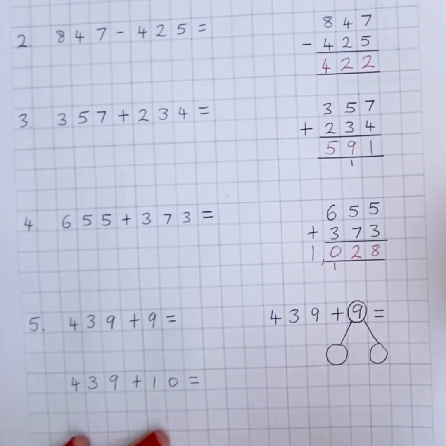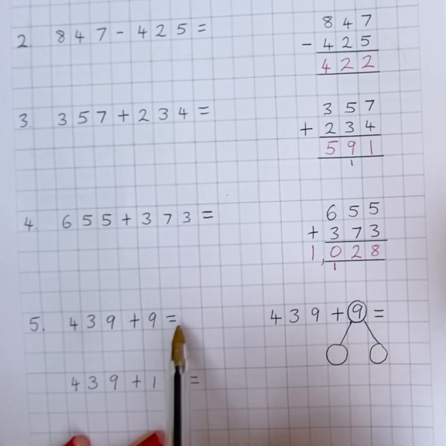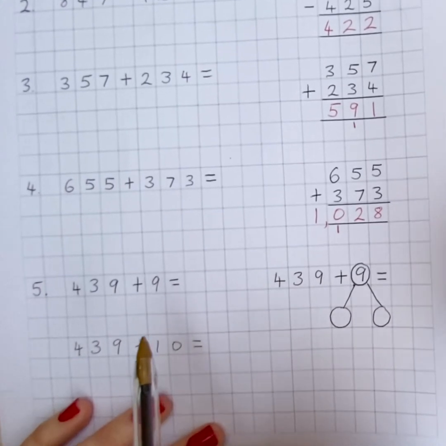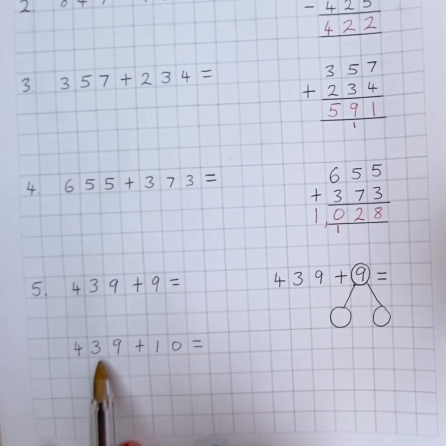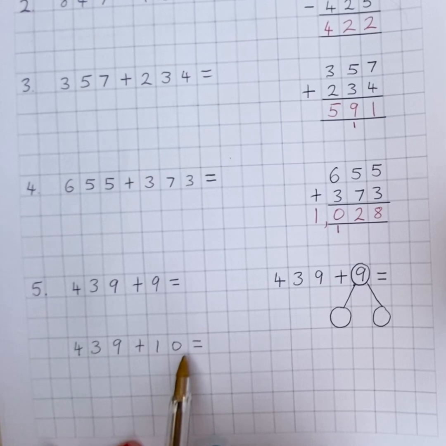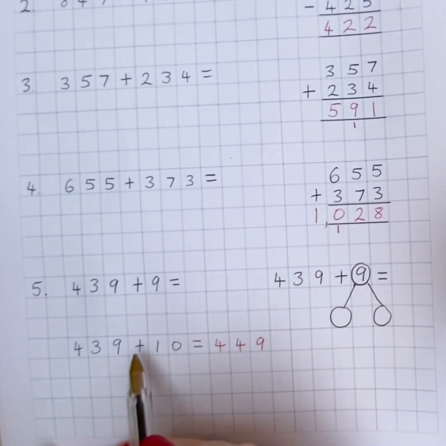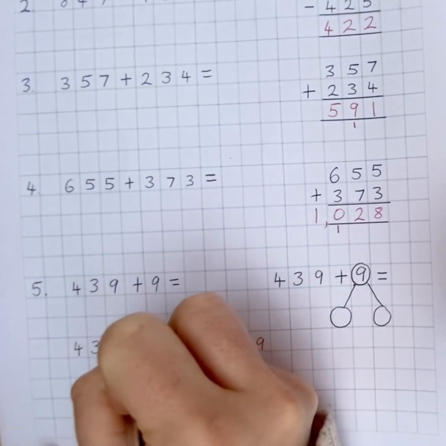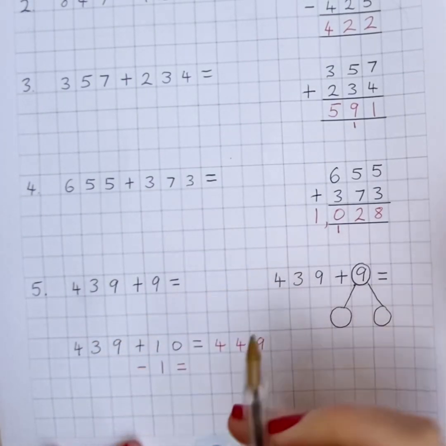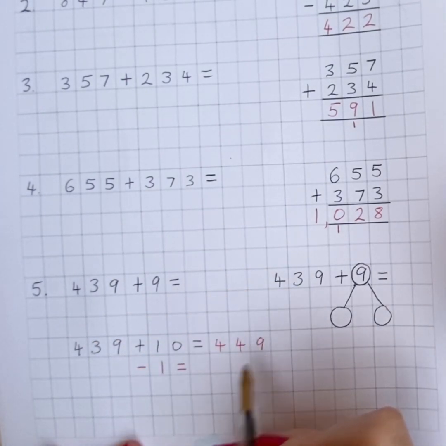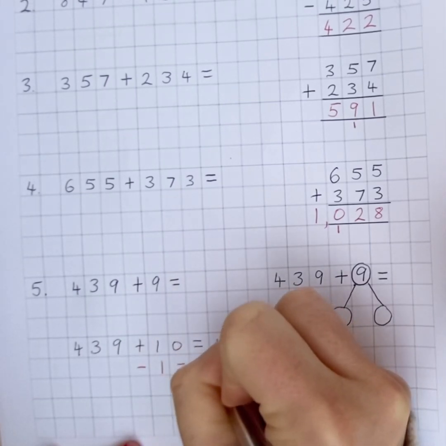Now here we're going to think about mental methods that we used earlier in the autumn term. For 439 add 9, we could do a column method, but we want to think about how we can use mental maths to find an efficient strategy. There's 2 ways that we learnt here. We thought about rounding the 9 up to 10, and then we would have to compensate. So 439 add 10 would be 449. But because we rounded up to 10, that's actually too much, so we need to take away 1 to compensate. 449 subtract 1 equals 448.